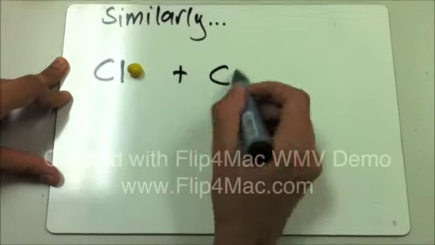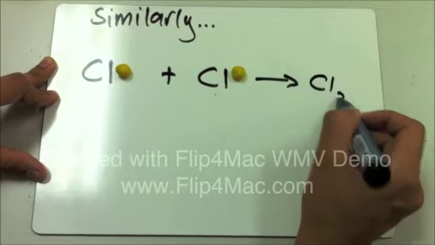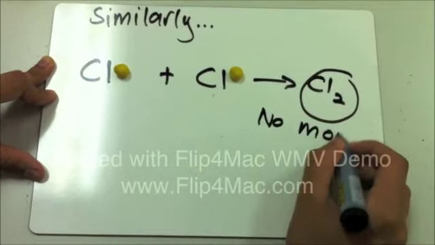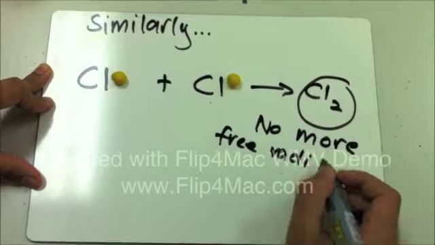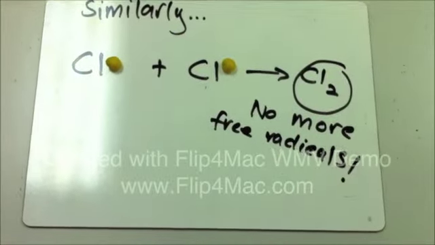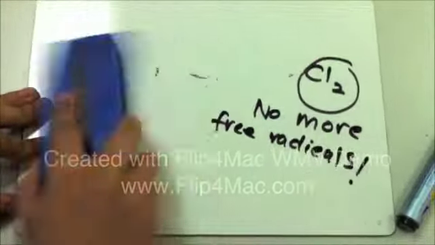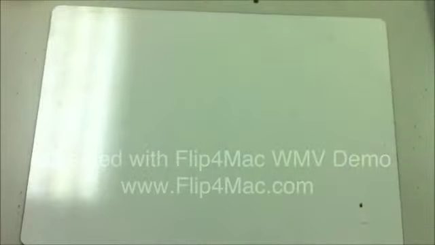Similarly, another reaction that demonstrates the termination process is the reaction between two chlorine radicals, thus producing a chlorine molecule. Therefore, again, we see that no more free radicals are present in the termination process. Thus, this process removes all the free radicals and brings an end to the reaction.